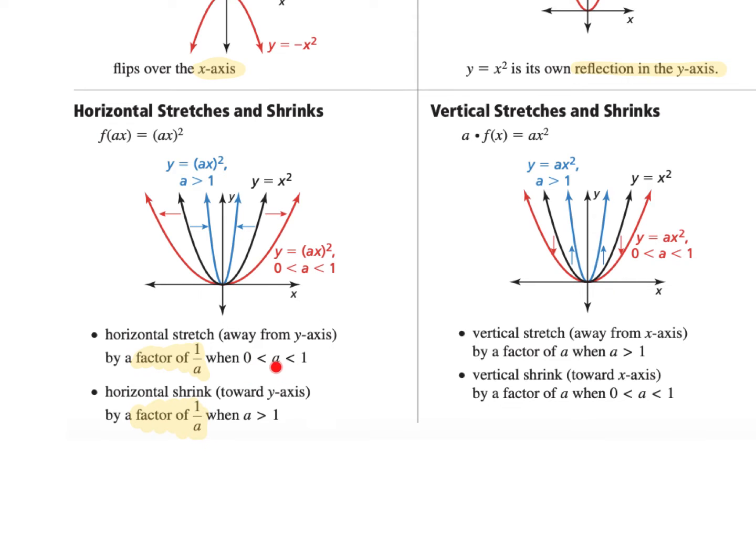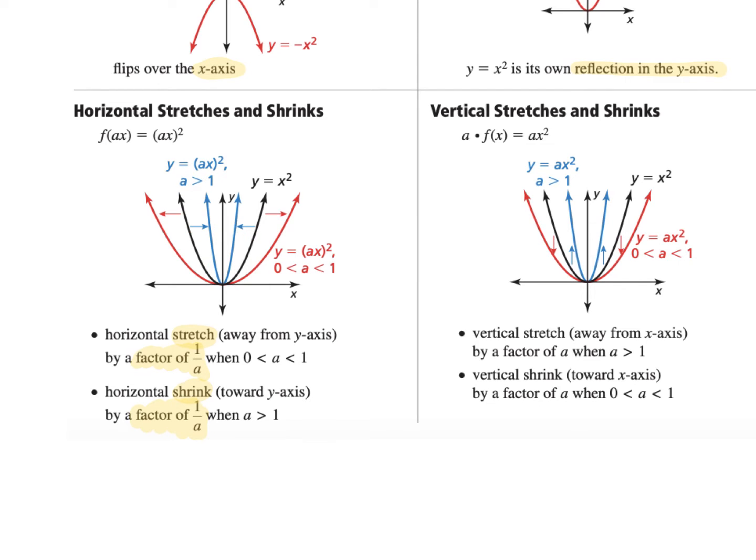So if a is between 0 and 1, when you take the reciprocal of that, it's going to be greater than 1. So that's when we have a stretch. And if a is greater than 1, when you take the reciprocal of that, it's going to be less than 1. So we call that a shrink. So think about what your factor is and then determine if it's a stretch or shrink. And do just be careful with that. So notice here, when a is greater than 1, we actually have that shrink factor.